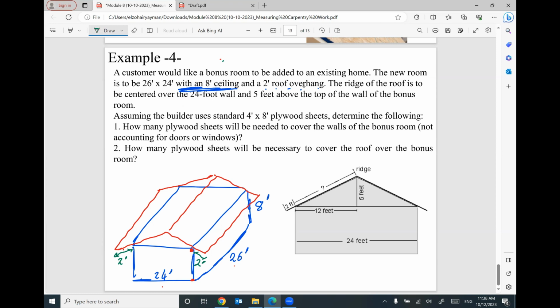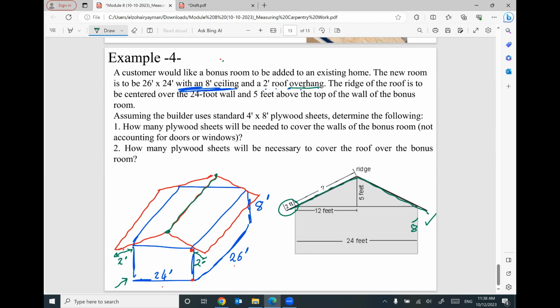That makes sense? If you cannot imagine, just look at this side. This is the back of the room. If you look at the back, we have this 24 by 8, and then we have the shape of the roof. And this part is called overhang. The ridge of the roof, this is the ridge. This line is called the ridge of the roof.